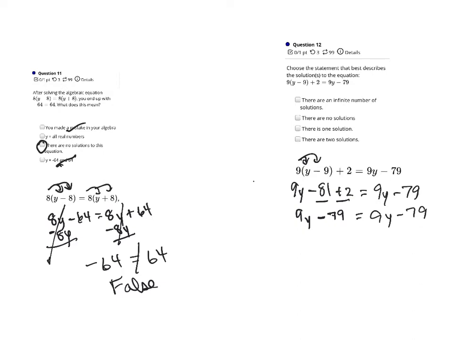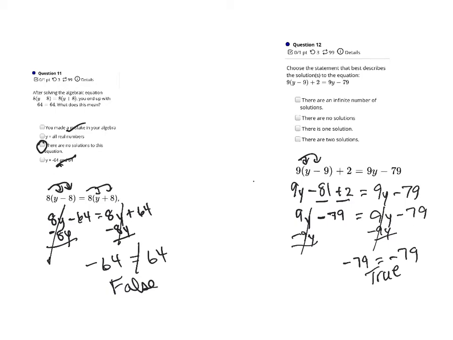But let me show you. I'm going to move the y's to the left. So I do the opposite of adding y, subtract y. So when I subtract y on both sides, I'm left with negative 79 equals negative 79. There's no y, so you can't have an answer. It's either going to be no solution or all real numbers. So this is a true statement.